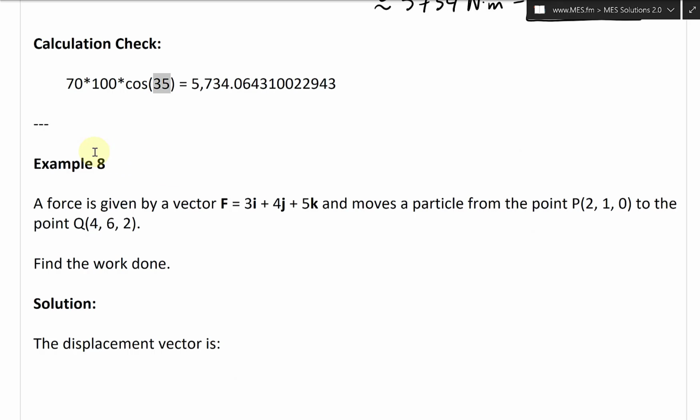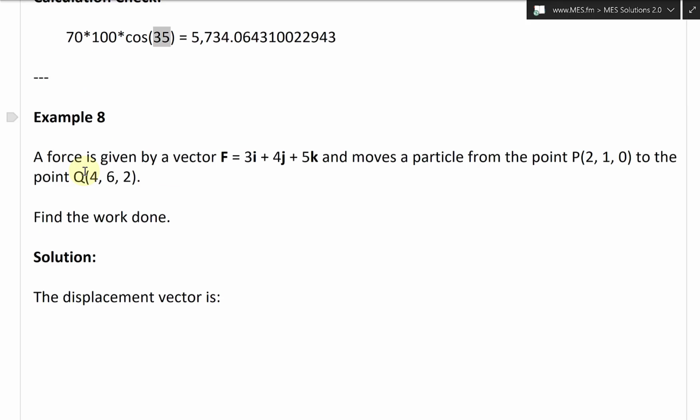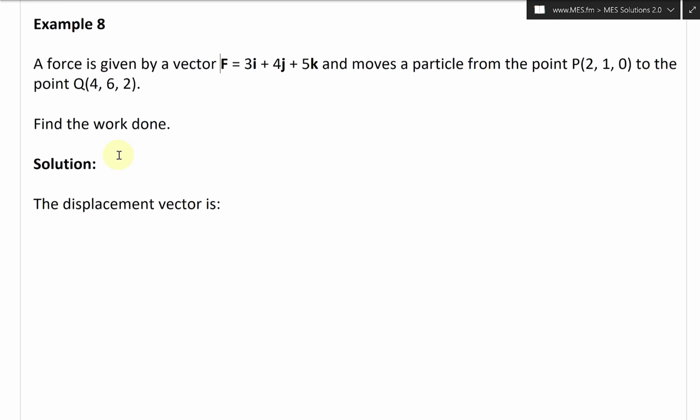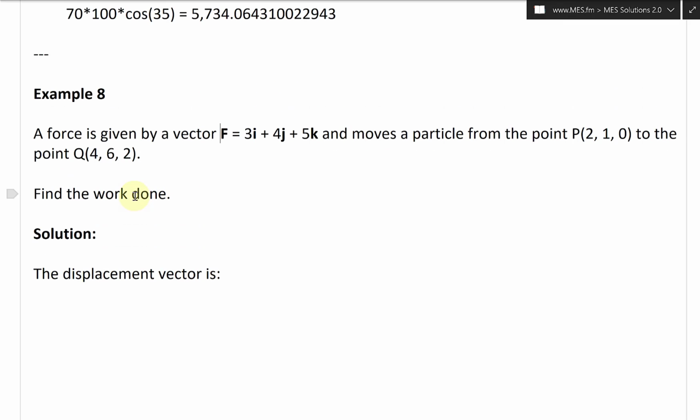Continuing further, example A, the last question in this video. A force is given by the vector F equals 3i plus 4j plus 5k, the standard basis vectors, and it moves a particle from the point P, which is (2, 1, 0), to the point Q with coordinates (4, 6, 2). We're asked to find the work done in moving this particle using this force.